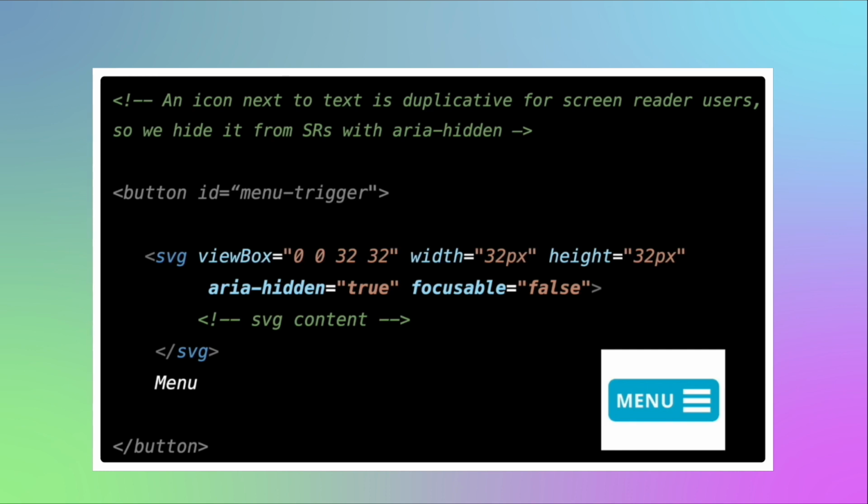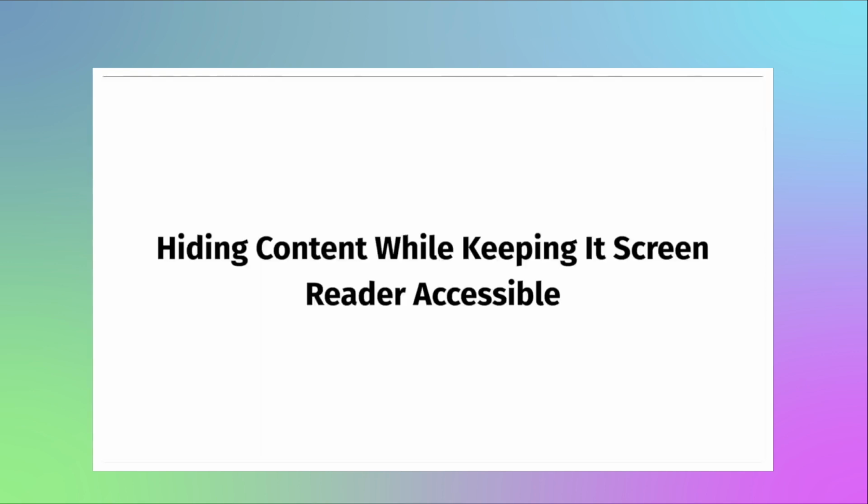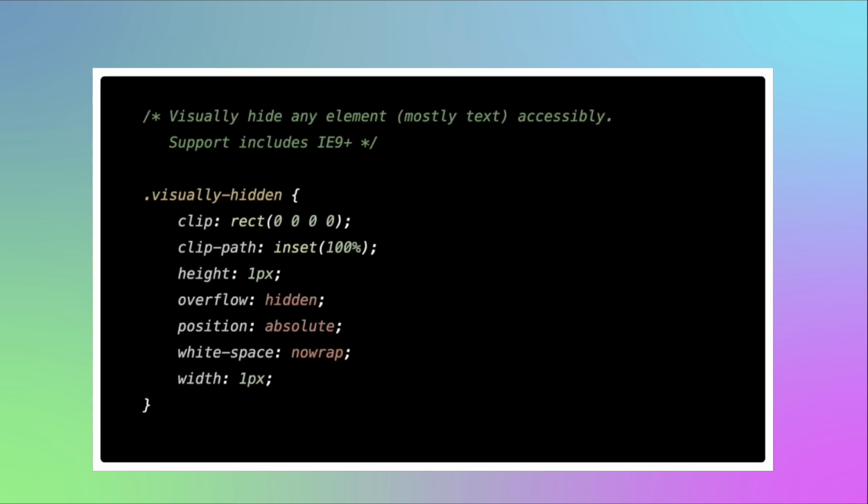What if you only want to hide something visually? Most of the time when you need to provide text for screen readers only, you'll want to hide it visually. For text, emphasis on for text, the most common way to do so is to use a utility class. The visually hidden class, also sometimes called the SR only class or screen reader only class, is a utility class that essentially shrinks an element into a 1 pixel square, hides any overflow, and absolutely positions the element to remove any trace of it from the normal document flow.